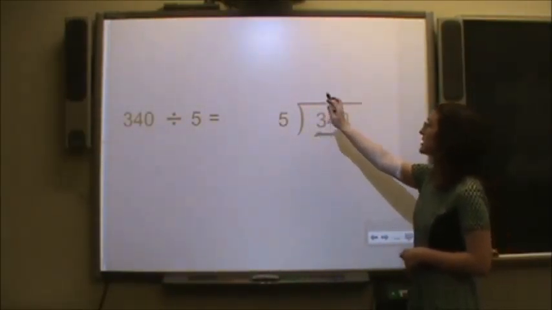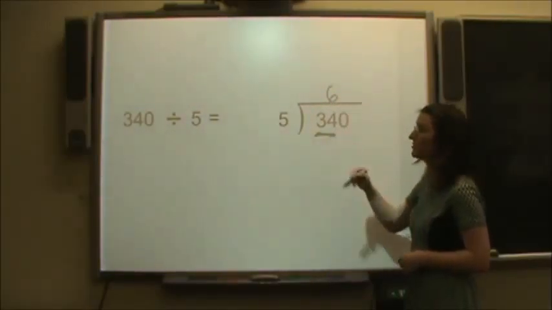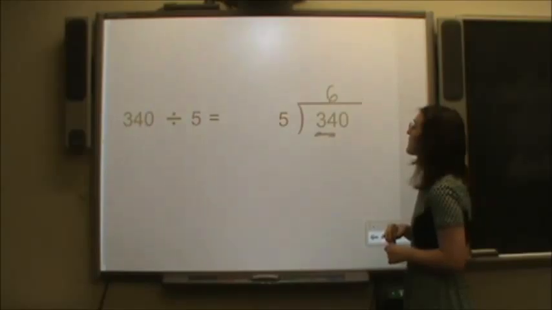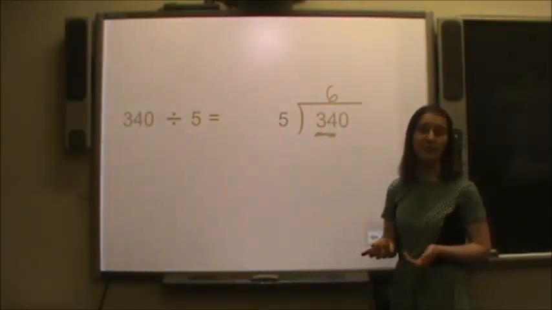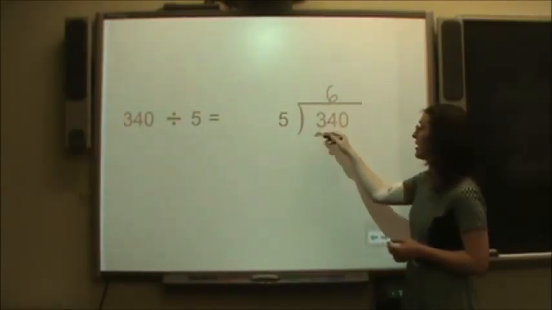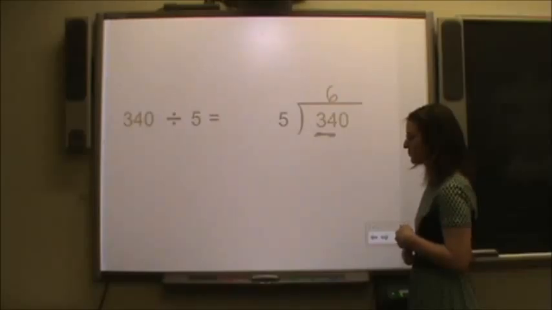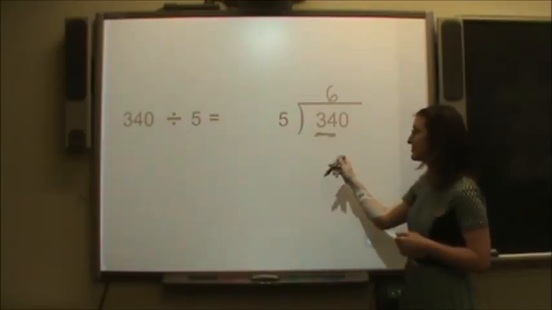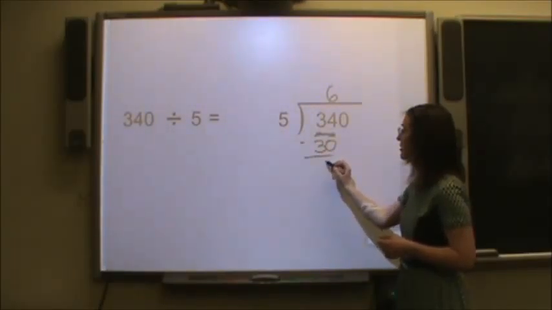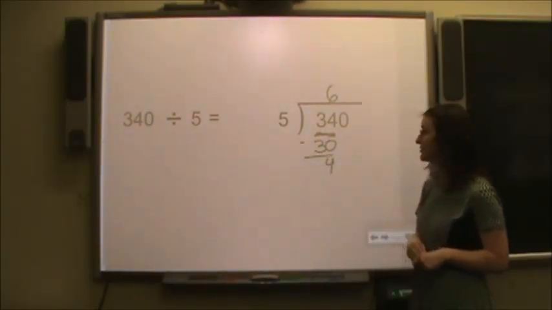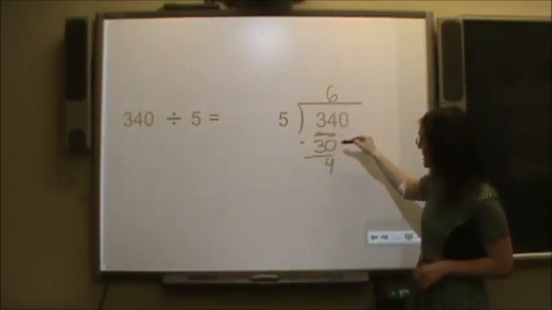So I'm going to put a 6 over my tens place, because that's the last place value that I was working with. Now I'm going to multiply 6 times 5, because that will tell me how many I'm going to have to take out of my dividend. And so 6 times 5 is 30. So I'm going to put down a 30 and subtract that, and I'm going to get just 4 left over. Now it's not just 4, it's actually 4 tens, because that's in the tens place value.